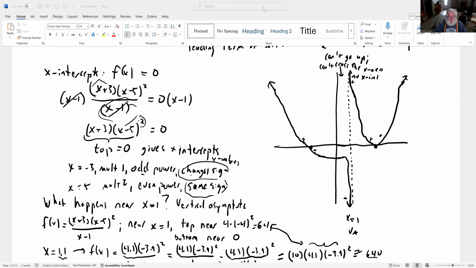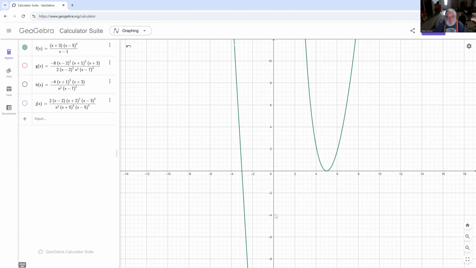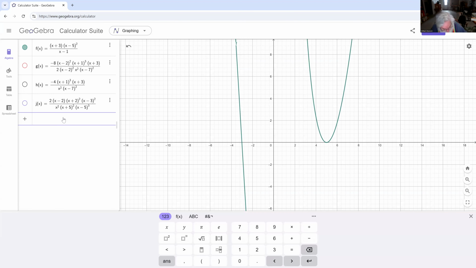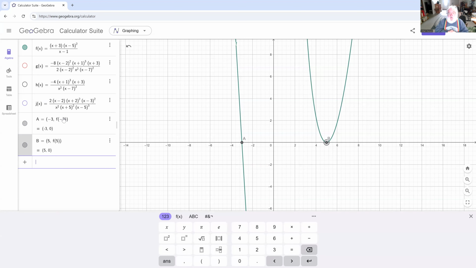Let's graph this on GeoGebra. And this is what our graph looks like. If you just graph it, it looks a little odd because we're not quite sure what's going on. But we can ask it to plot our various points. So one point was minus 3, comma f of minus 3. And that is our x-intercept that we went through. And then 5, comma f of 5. That gives us the other x-intercept.